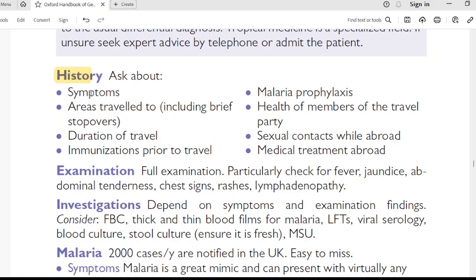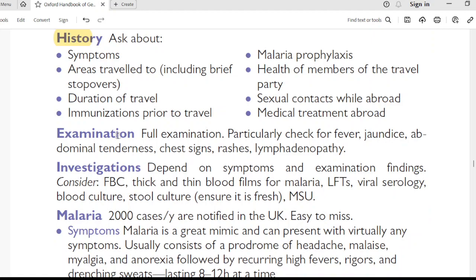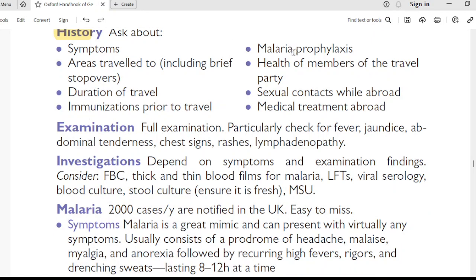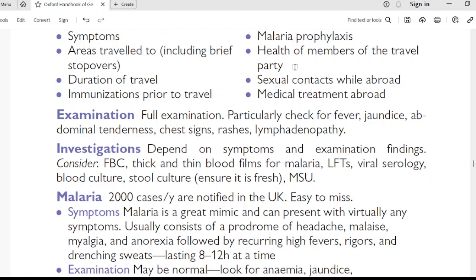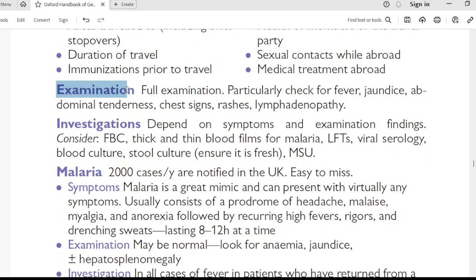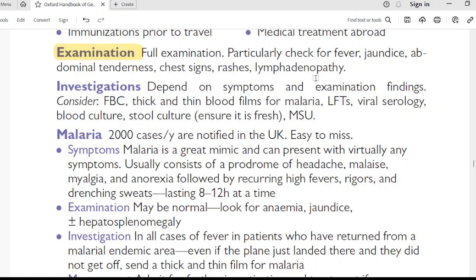History: ask about symptoms, areas traveled to including brief stopovers, duration of travel, immunizations prior to travel, malaria prophylaxis whether taken or not, health of the members of the travel party, whether other people who have traveled with him are doing fine, sexual contacts while abroad, medical treatment abroad. Examination: full examination, particularly check for fever, jaundice, abdominal tenderness, chest signs, rashes and lymphadenopathy.